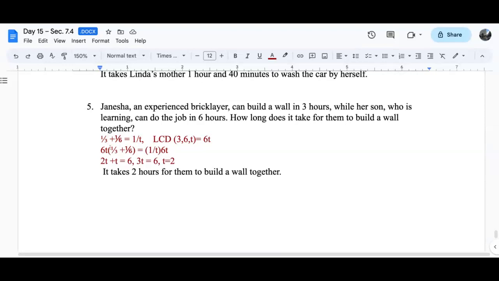The LCD has to be able to divide, because we have 3 denominators. We have 3, we have 6, we have t. So the least common denominator has to divide each one evenly. You see 6t divided by 3 becomes 2t. 6t divided by 6 is t. 6t divided by t, that's 6. We're not looking for a common factor. We're looking for a multiple.